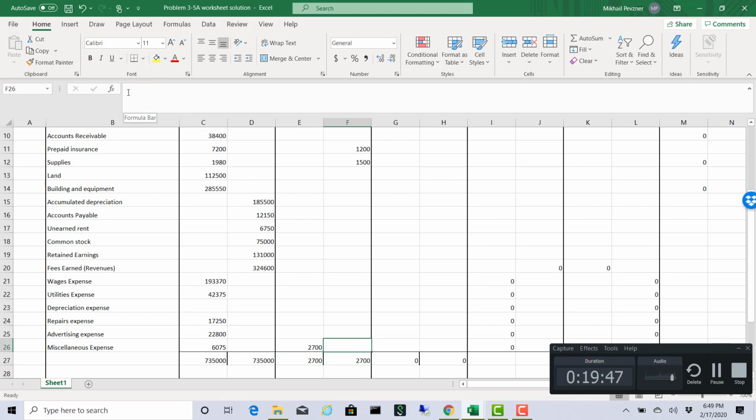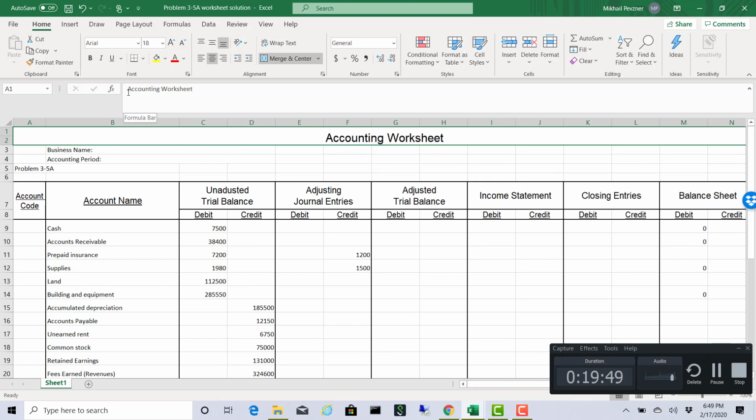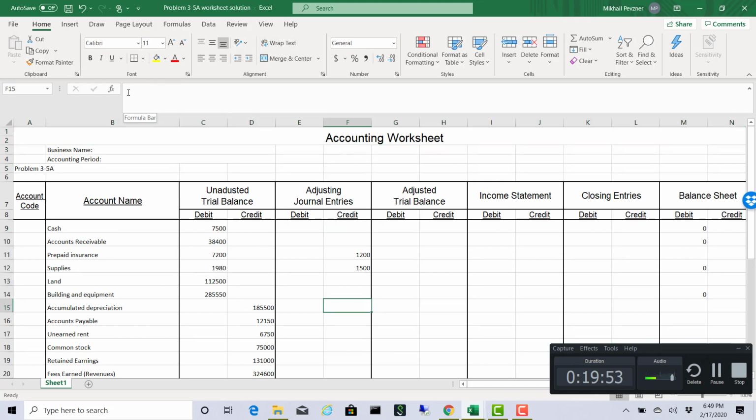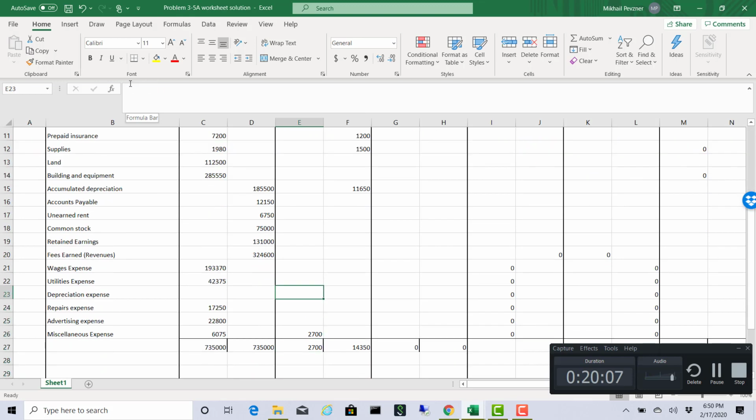You see that? All right. Depreciation. So I need to put it in accumulated depreciation. Credit was 7,500 plus 4,150. That's a credit, and the debit goes to depreciation expense. 7,500 plus 4,150.